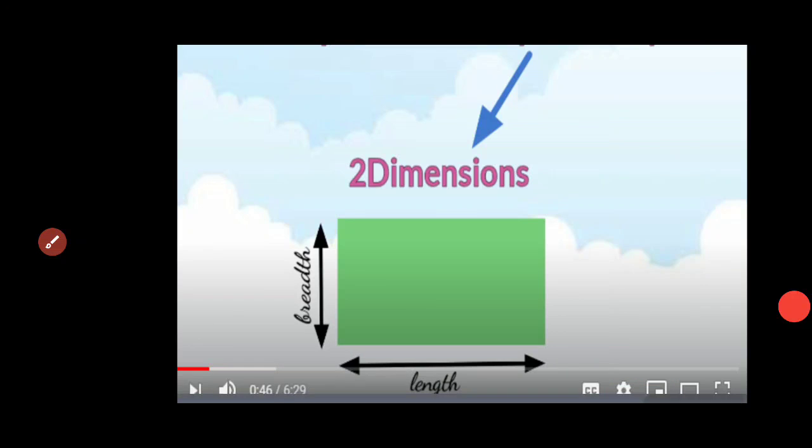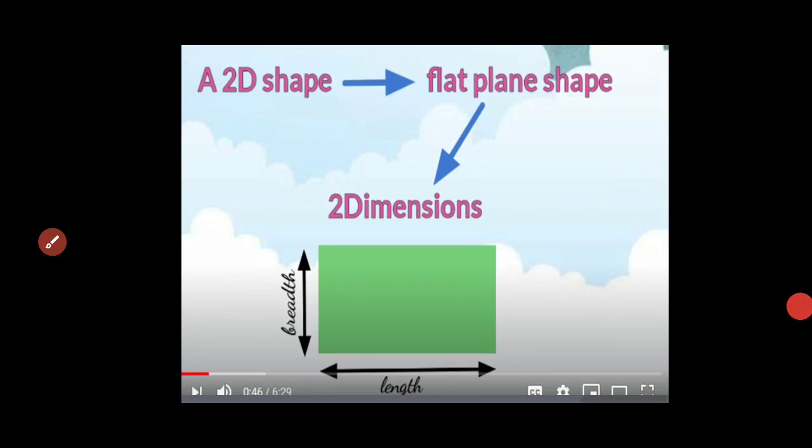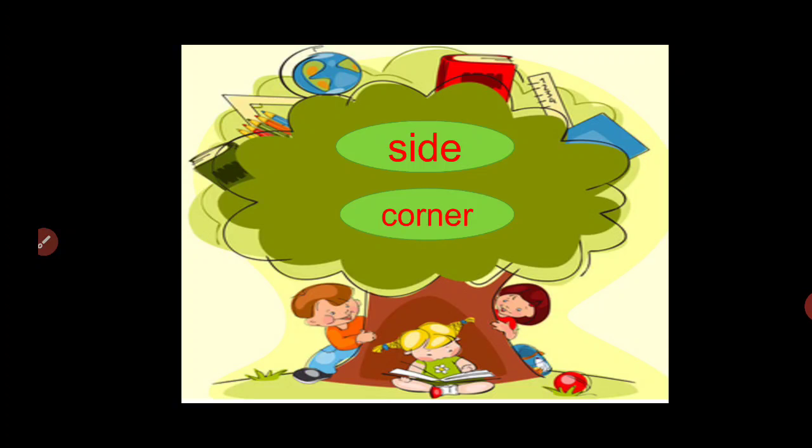So today we're going to learn and understand about different types of 2D shapes and their different properties. So first of all, in order to understand different shapes and some facts about them, let us understand the meaning of these two important words, side and corner.